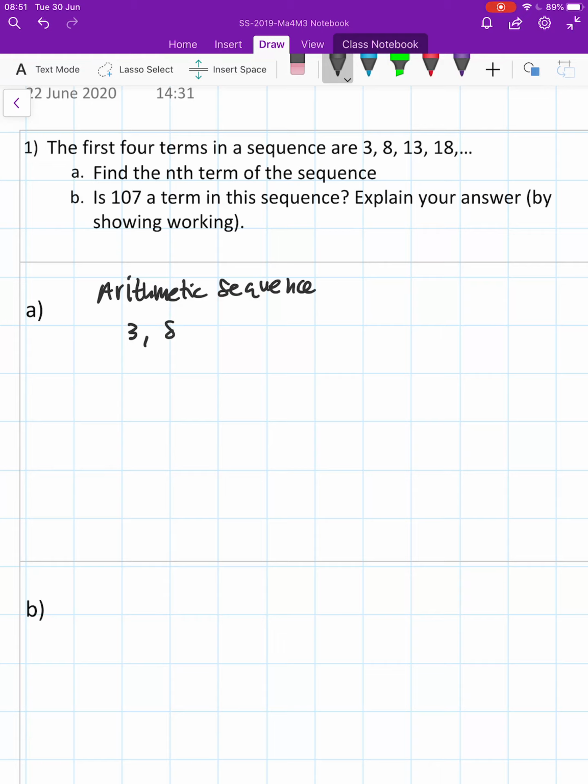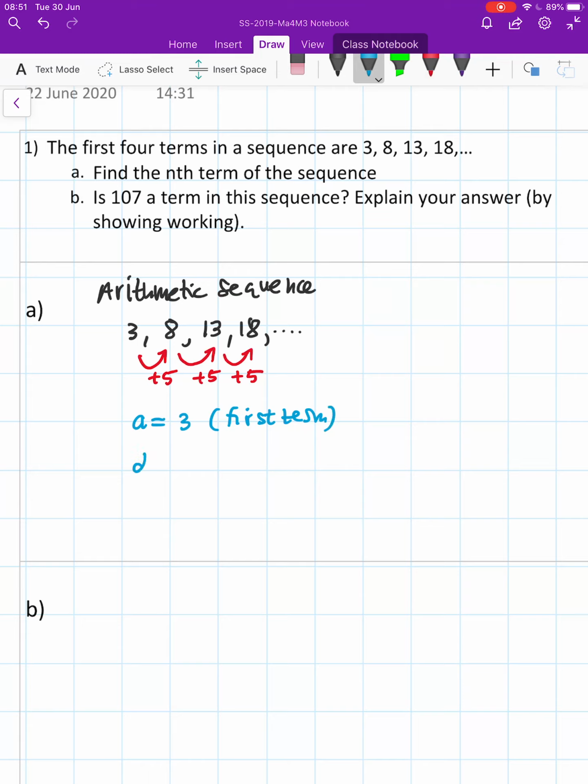That's 3, 8, 13, 18. That looks good to me because this goes up by 5. The second term to the third term goes up by 5. Likewise, from the third to get to the fourth term, you add 5. So you know that the first term is 3. A is the letter that we use for the first term. And then d is equal to 5. That is the common difference.